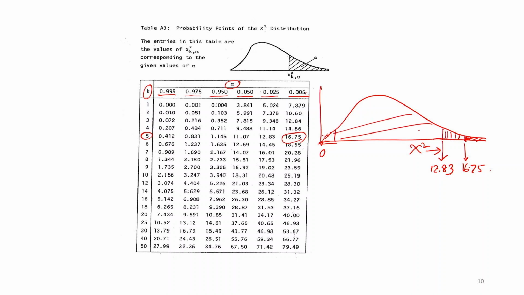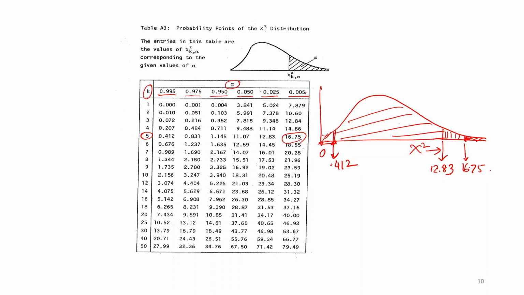When the area under the curve is, let us say, 0.995, that means this whole area is 0.995. In that case, what is the chi-square value here? What is quoted here? 0.412. So as we increase the alpha value, the chi-square value will decrease. Therefore, the values quoted under 0.005 are maximum, and the values quoted under 0.995 are minimum.